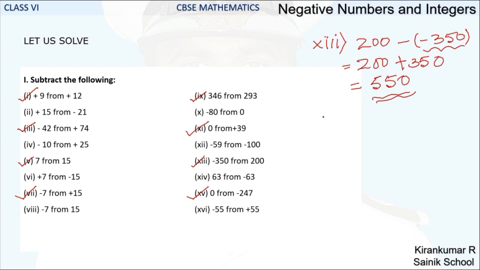Next question I'll solve, the 15th one. 0 to be subtracted from 247. 247 minus 0. When we subtract the number 0 from any number, we get the same result. So 247 is the result.